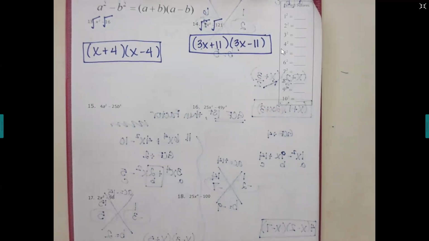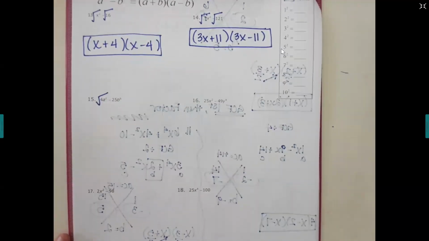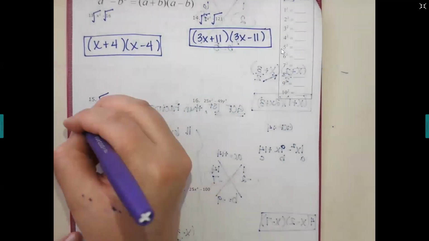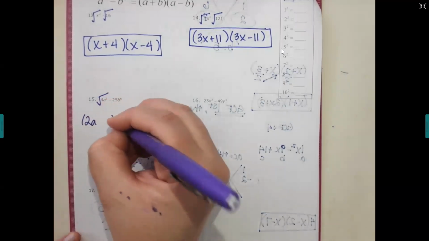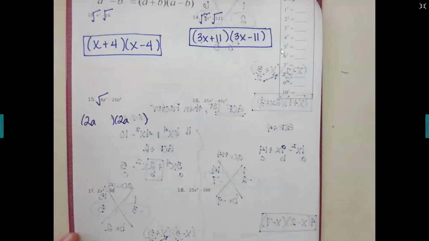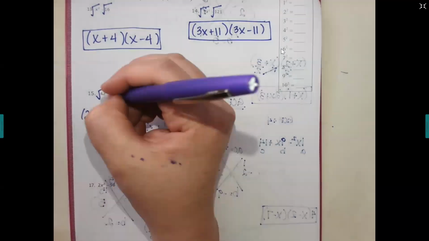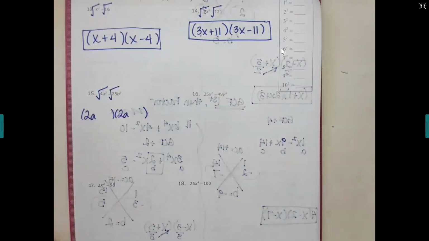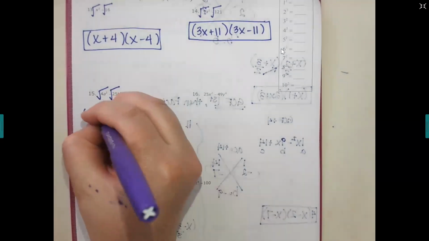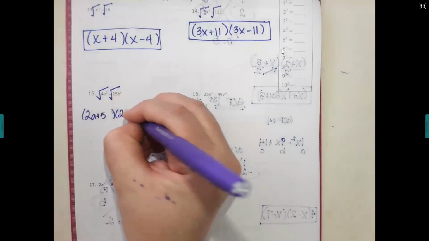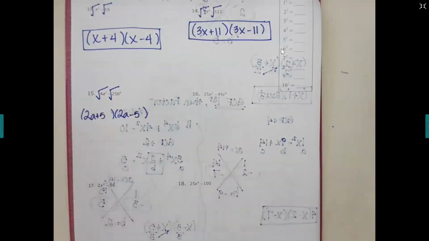I want to square root 4a squared. So let's do the 4 first. What's the square root of 4? So it's going to be a 2a and a 2a. Then I go to my 25, that's a b to the 6. Let's do the number first. What's the square root of 25? Plus or minus 5. So I'm going to do a plus in one, minus in the other.